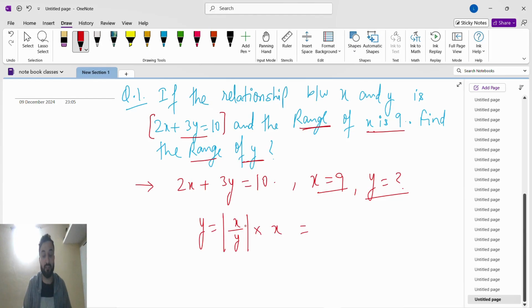Coefficient of x means the number with the variable. So what is the number with the variable? 2. 2 divided by coefficient of y, the number with the variable, which is 3. Forget about the mod because mod will convert the negative into positive. Into x is what? X is 9. So 3 1 the 3, 3 3 the 9. So 2 3 the 6, answer. If you want to do it directly, you get 2 divided by 3 into 9, you are getting 5.9999, that is approximately 6.